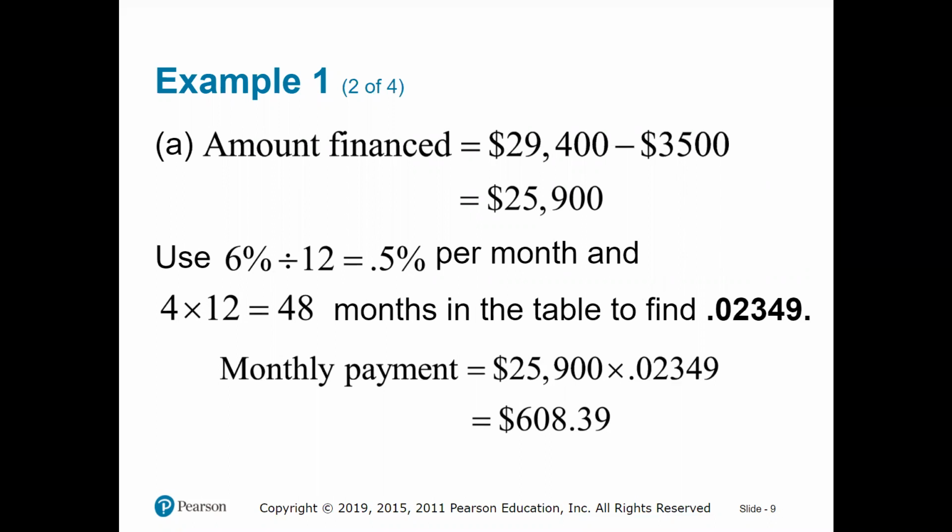Example 1. Amount financed is $29,400 minus your down payment, so minus the $3,500, is going to give you $25,900. You're going to use 6% divided by 12, which is 0.5% per month, and 4 times 12, which is 48 months in the table to find 0.02349. This came from that table, the one that we had a couple slides ago. Monthly payment is equal to 25,900 times the amount from the table. So that's going to be $608.39.